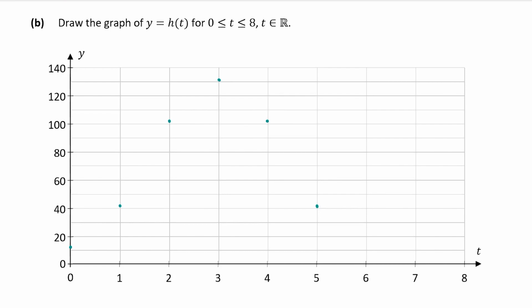When 6 minutes had passed, it was 12 meters above the ground again, back to where it started. And then when 7 minutes had passed, it started increasing again, back up to 42 meters above the ground. And at 8 minutes, it was 102 meters above the ground again. Now, once you have all your points plotted, what you're going to want to do is join the dots to make a nice shaped graph.